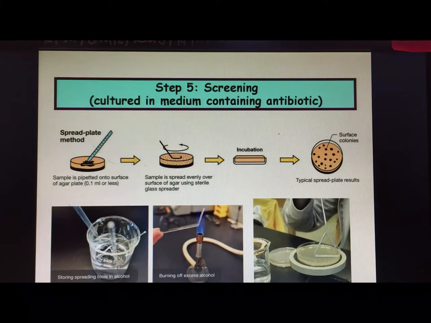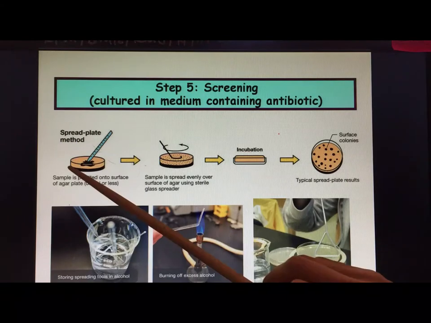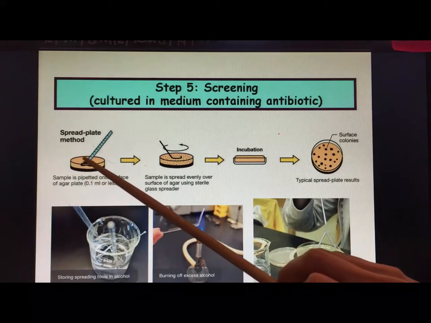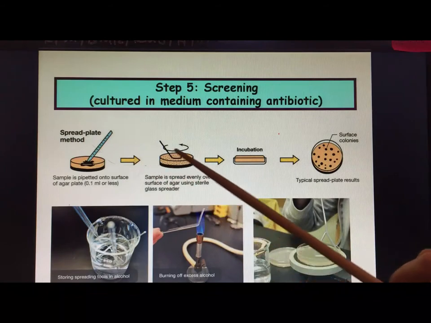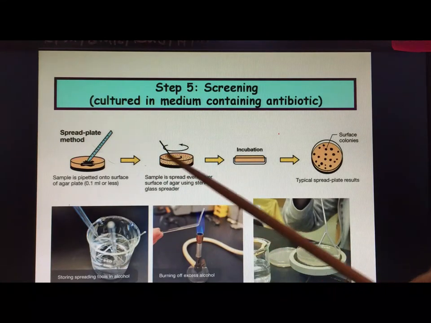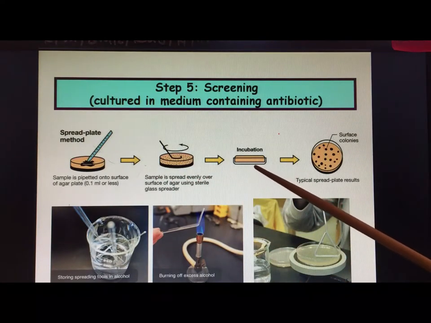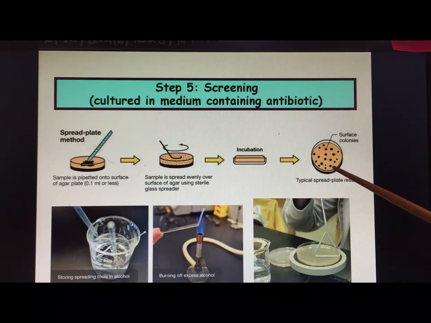The simplest screening process is to culture them in a medium containing antibiotic, for example, ampicillin. So we spread the bacteria evenly onto the medium after the transformation process. Then we incubate for a period of time, and after that you get colonies of bacteria. This is the technique to spread the bacteria onto the medium containing antibiotics. It is conducted under sterile conditions.